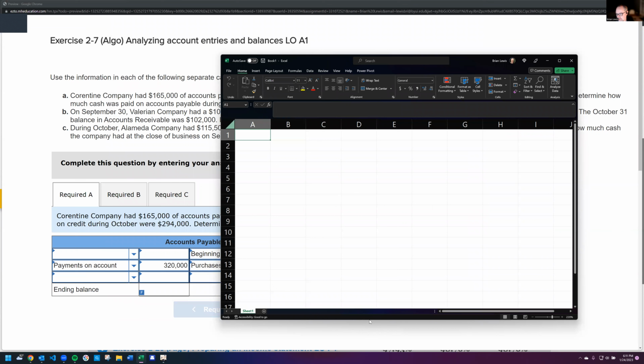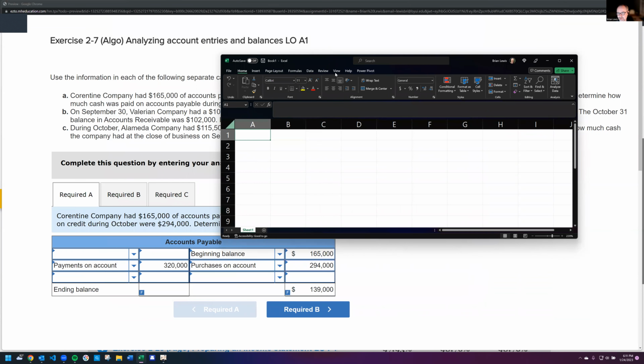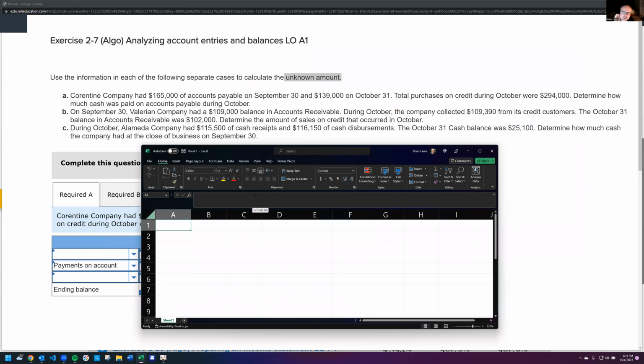You actually make this a little smaller and bring it down here. There we go. Okay. So the company had $165,000 of accounts payable on September 30th and 139 on October 31st. So let's see, AP. So let's do 930 and 1031. These are the balances, 165 and 139.